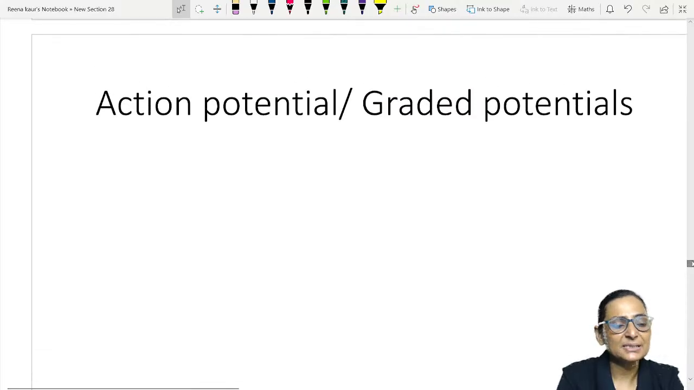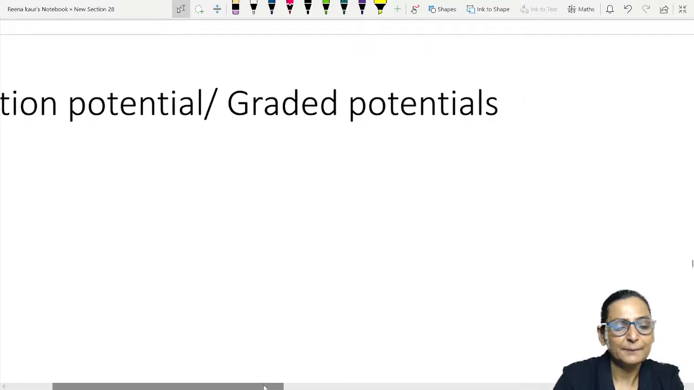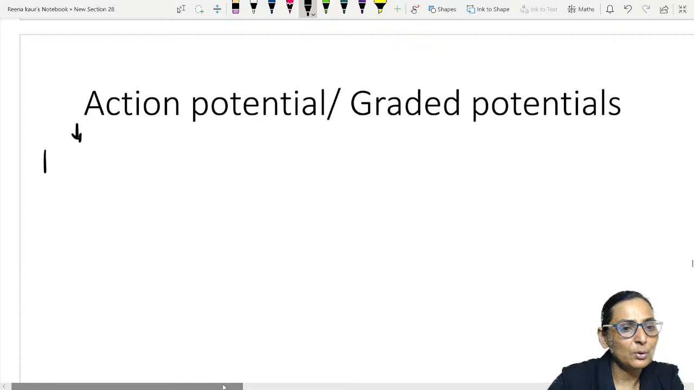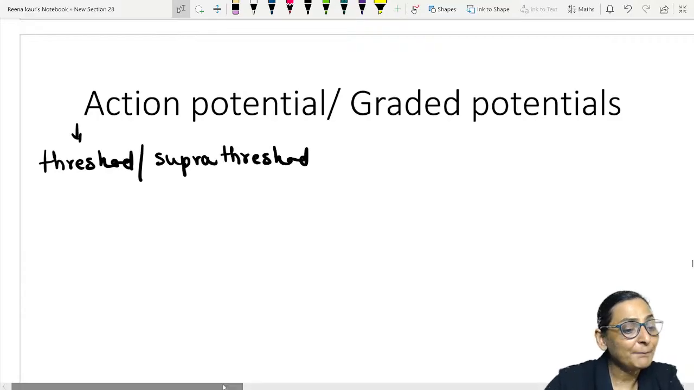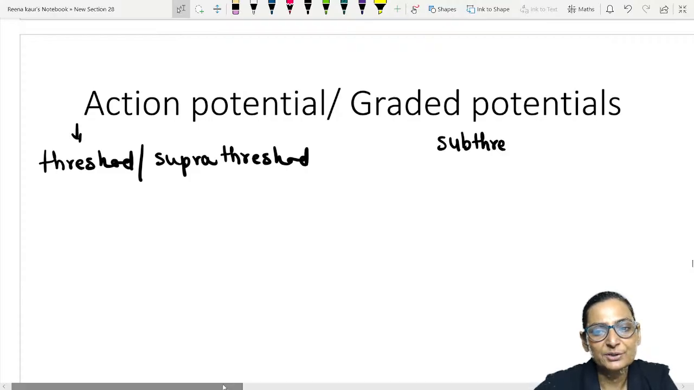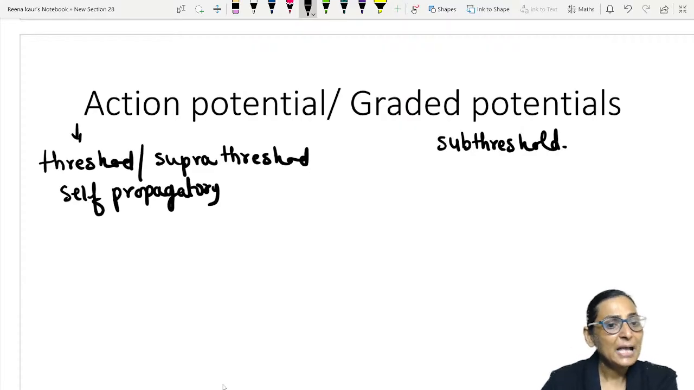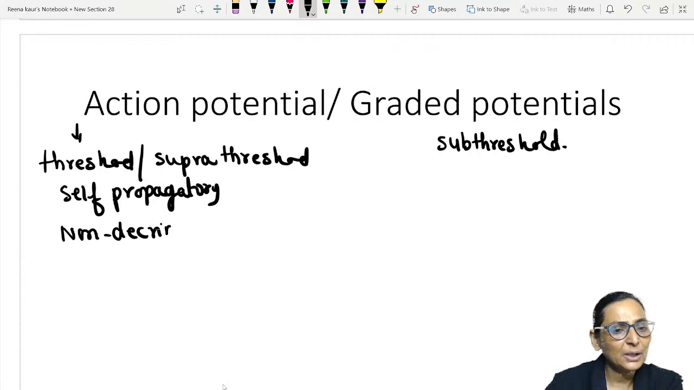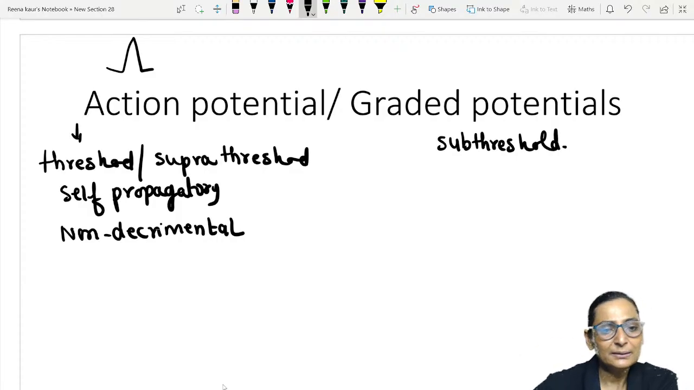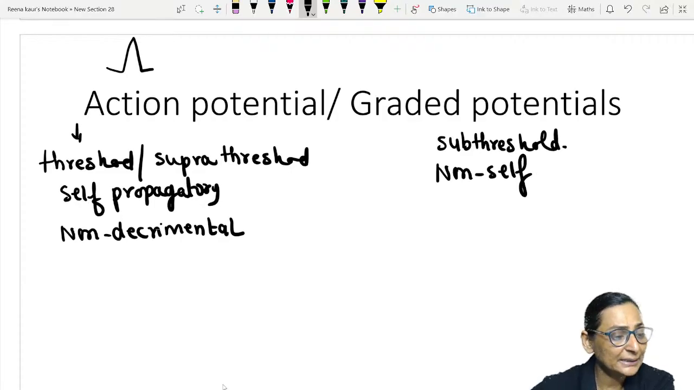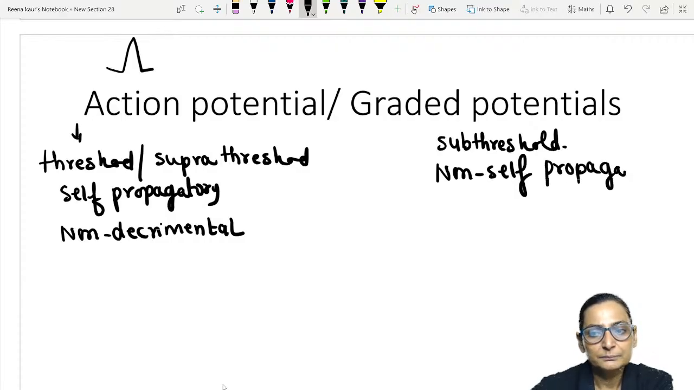So what are the basic differences between the action potential and the graded potentials? Action potentials can be brought about only by a threshold or suprathreshold stimulus, never by subthreshold. Graded potentials can be brought about by a subthreshold stimulus. Action potentials are self-propagatory. That means once they start, they are going to travel the entire membrane. And they are non-decremental, meaning the magnitude will not decrease. Suppose this is the magnitude, they are going to travel with the same magnitude. Graded potentials are non-self-propagatory, they can die any time, and they are decremental, that means their magnitude can decrease.